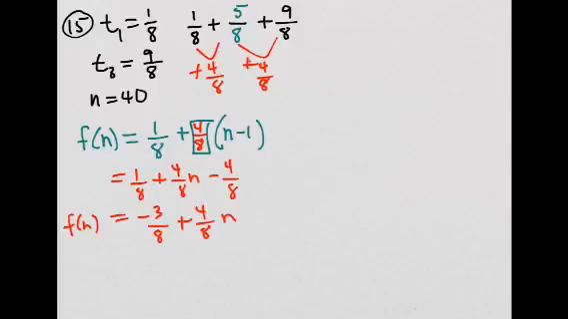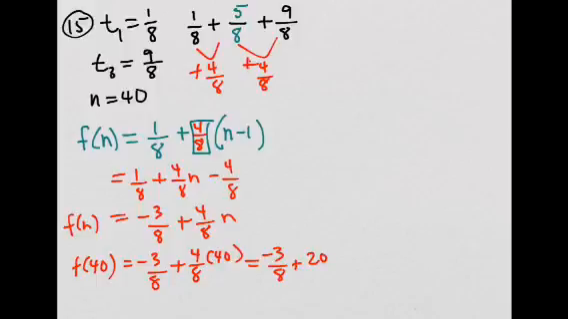And so my 40th number, so f of 40, because I need that for my sum, right? I need the last number on the list. Negative 3/8 plus 4/8 times 40. That's going to be, what is it, 20? 1/2 times 40, that's 20. So that's negative 3/8 plus 20. And so it's going to be 19 and 5/8. Right, that's what 20 minus 3/8 equals.